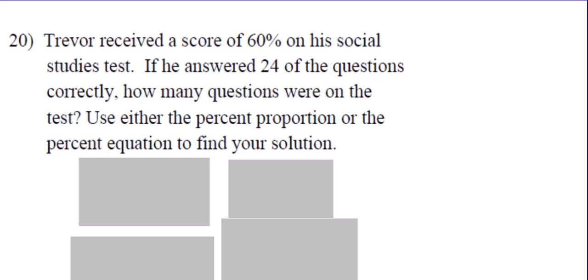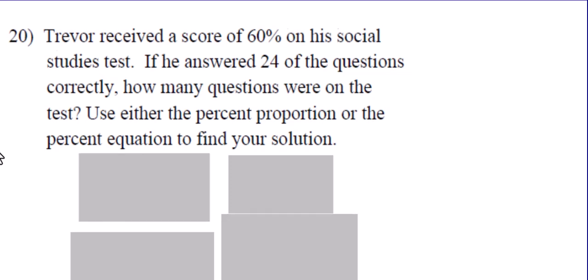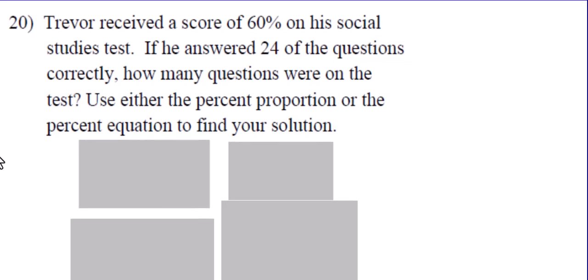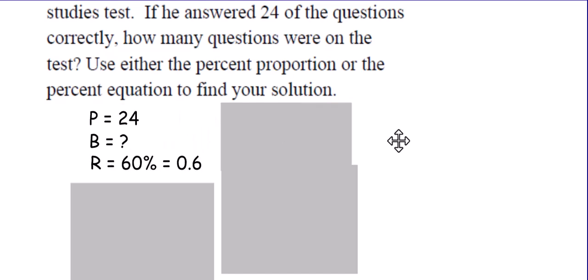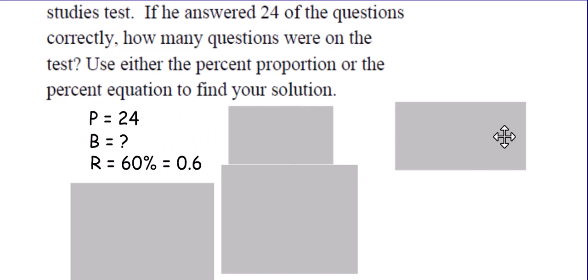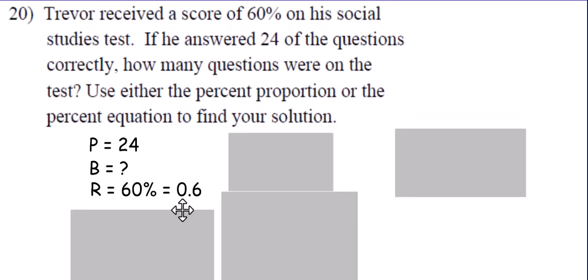All right, number 20, Trevor received a score of 60% on his social studies test. Oh no, Trevor. If he answered 24 of the questions correctly, how many questions were on the test? Again, you may choose either method. We are definitely given the percent here. It happens to be 60%. Our R is our percent, and that happens to be 60%. I wrote it as 0.6 for our percent equation, although again, we'll leave it as 60% for the proportion.